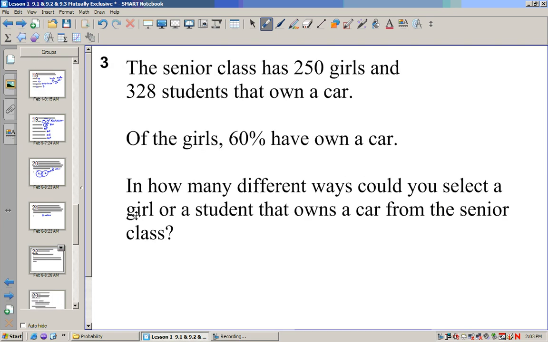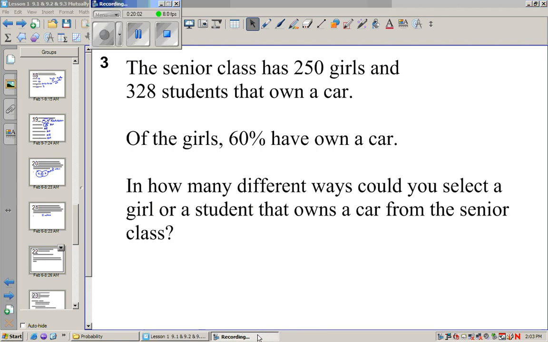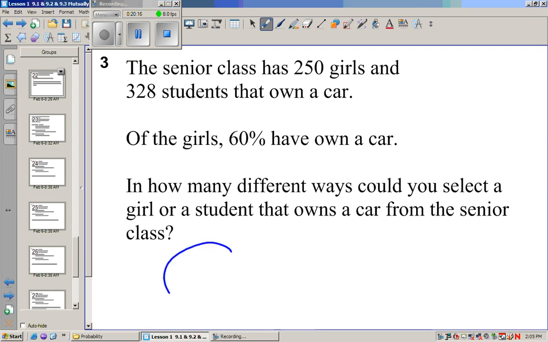Alright, here's another type of problem. A senior class has 240 girls, 328 own a car. So how many ways can you select a girl or a student who owns a car from the senior class? So let's set up our Venn diagram. We have people who own a car, and we have girls.